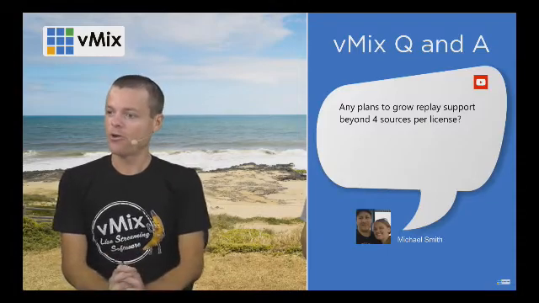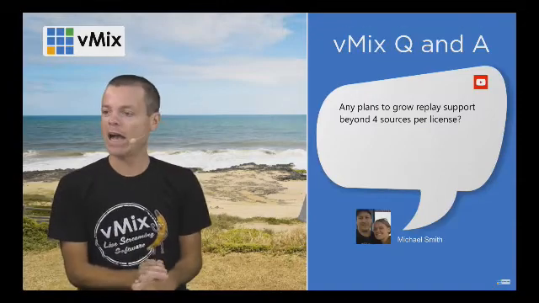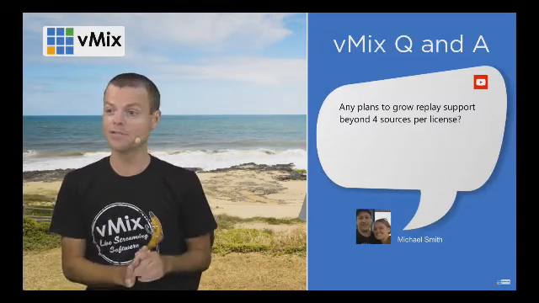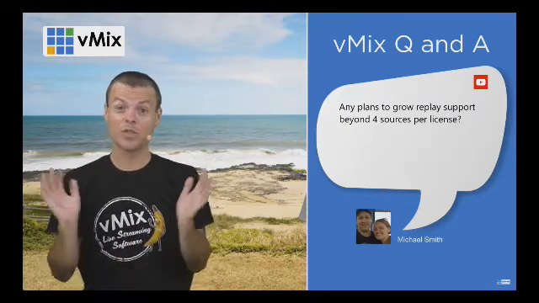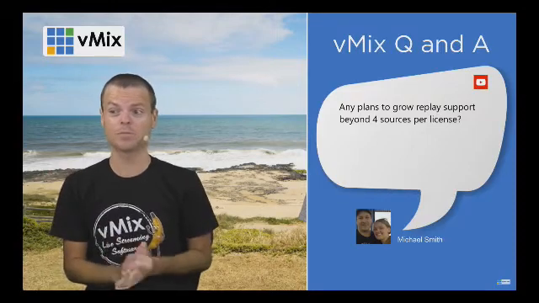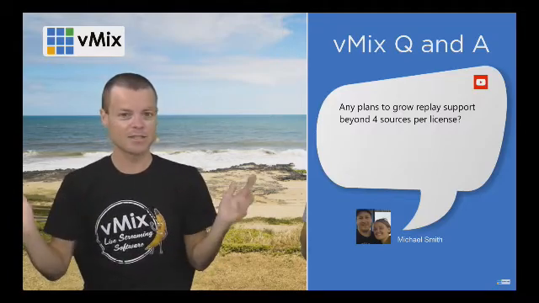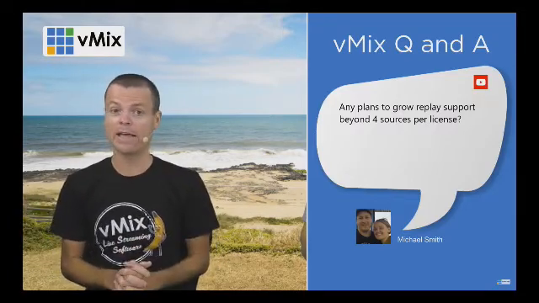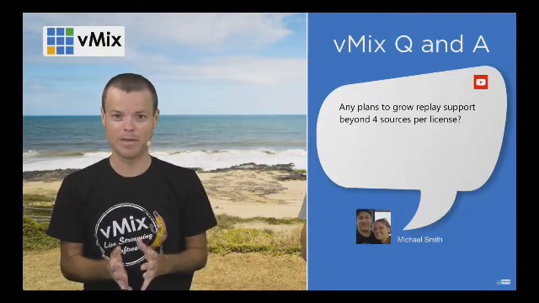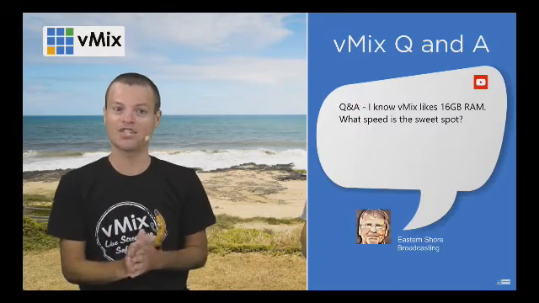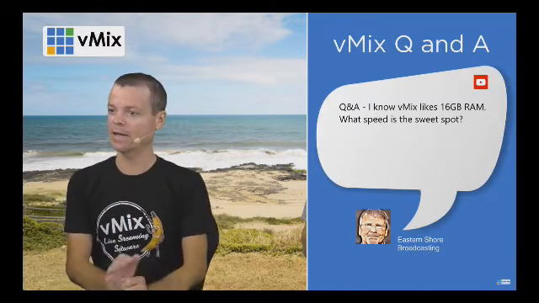Any plans to grow replay support beyond 4 sources per license? So this is from Michael Smith. We have had a lot of requests for more than 4 cameras in vMix Replay. It all comes down to the performance. So with the new Obsidian reference PC, it is possible we could do perhaps up to 6 cameras. So now it's just a matter of prioritizing the features that we work on in vMix, and sometime in the future we'll be able to add more camera support to replay, but no promises there. It's a very challenging technical endeavor, but it is something we know about and are currently researching.